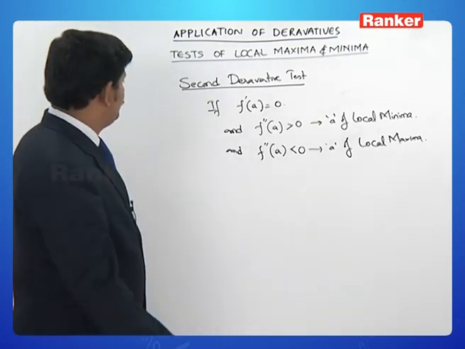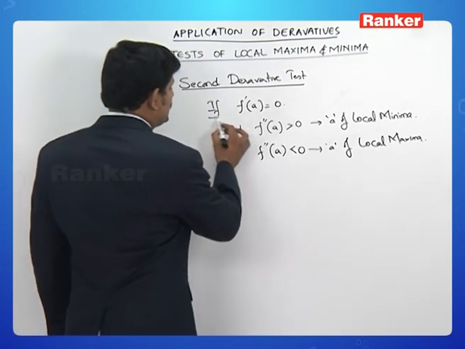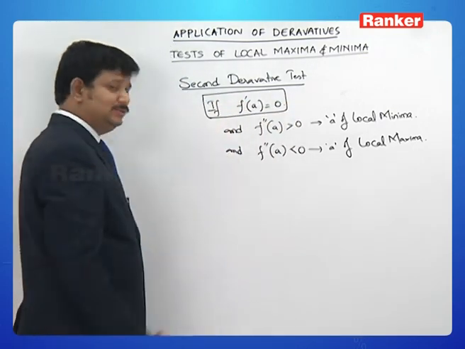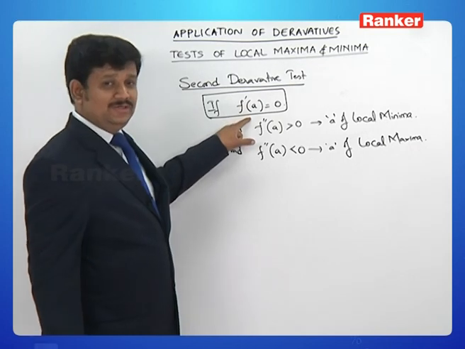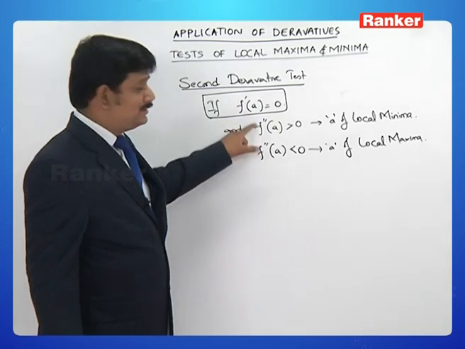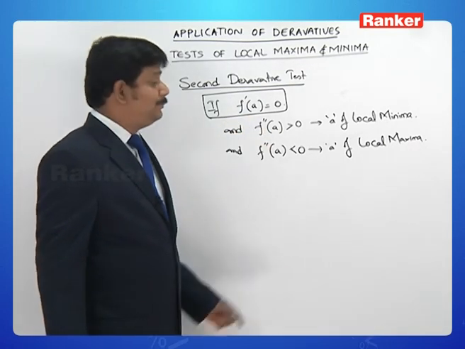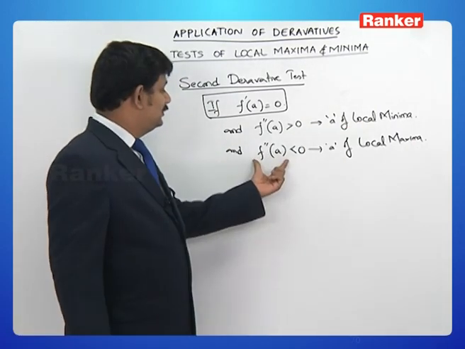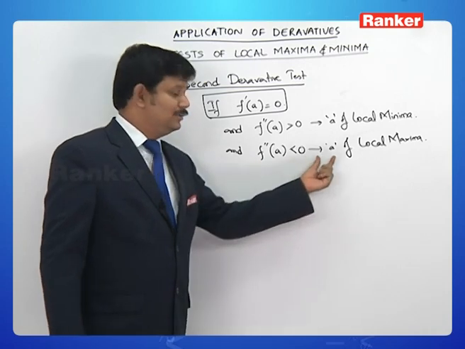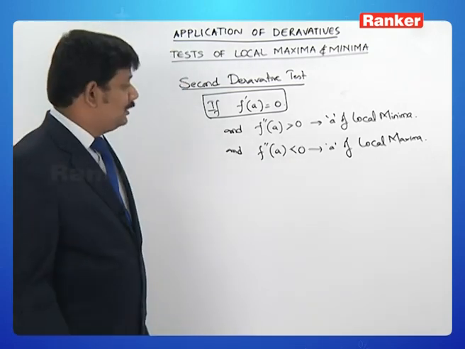So, in second derivative test, we check whether a point is critical point or not because of derivative being 0, and then we twice differentiate the function to get f double dash of A at that particular point. If it comes out to be positive, then we say that point is a point of local minima, and if the double derivative comes out to be negative, we say A is a point of local maxima.